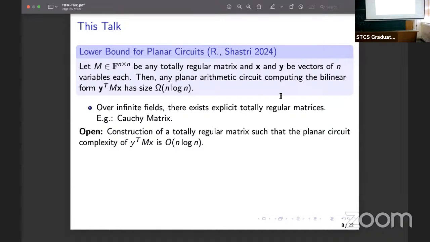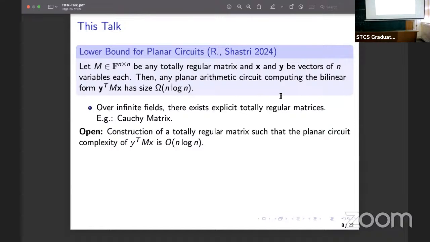What if you drop the planarity restriction? Then is there a Cauchy matrix for which you can get n log n? Yeah, there is. You can construct it from a superconcentrator. We'll see that then. So from any superconcentrator, you can construct a totally regular matrix. But it has some caveats.